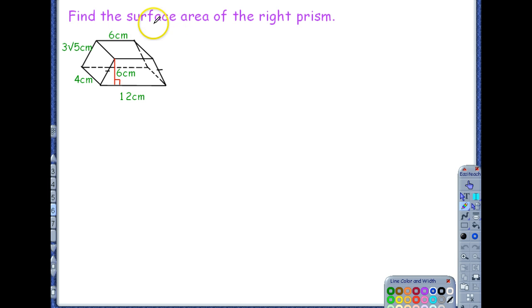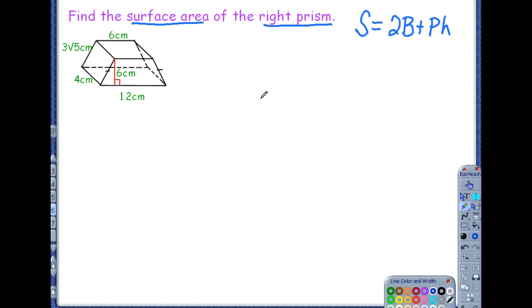So let's talk about it. It just says find the surface area of a right prism. So here's the deal. They're not telling you what kind of prism it is. So when they don't tell you, that means there's going to be a picture. Exactly. So we do know it's a right prism and we're finding surface area. I'm going to write down that formula. Surface area equals 2 big B plus perimeter times height.